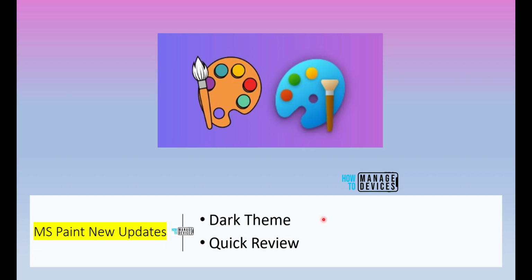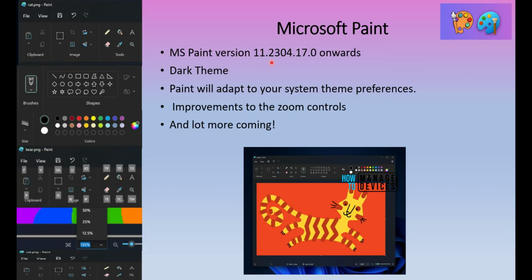Dark theme is coming to Microsoft Paint, and let's have a quick review of the new features. If your Paint version is 11.23.04.17.0 or later, you are going to get all these features. The Paint application will automatically adapt to the system theme preferences, and there are a lot of other improvements such as zoom control, etc. We'll see more details in the demo.